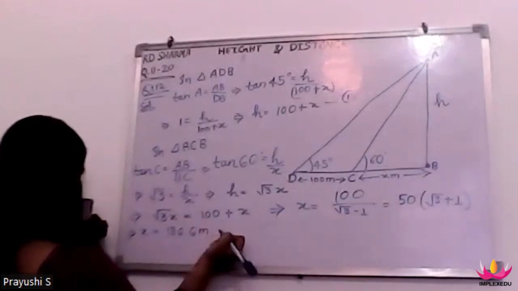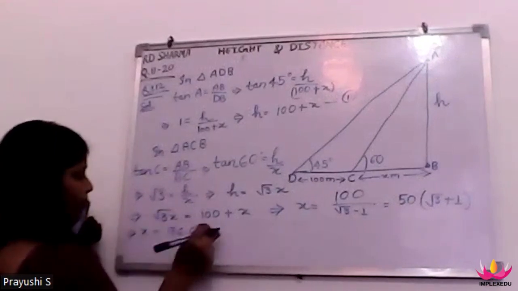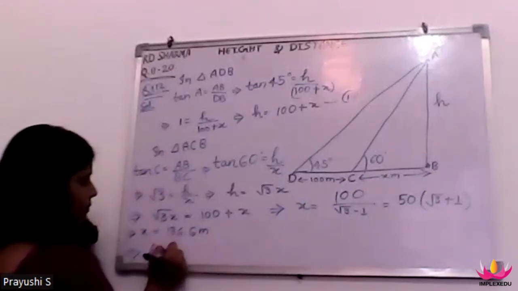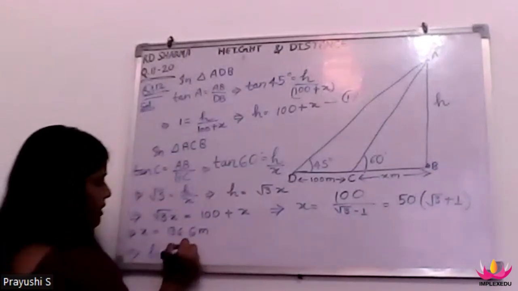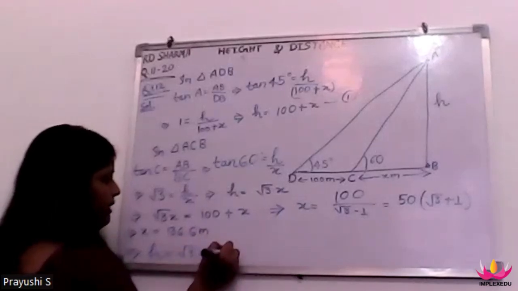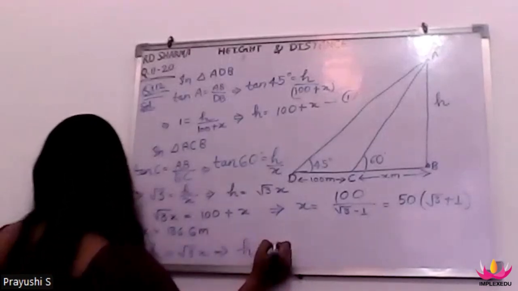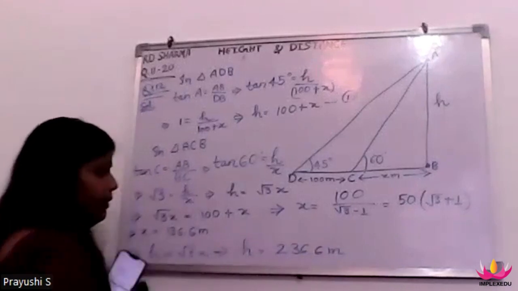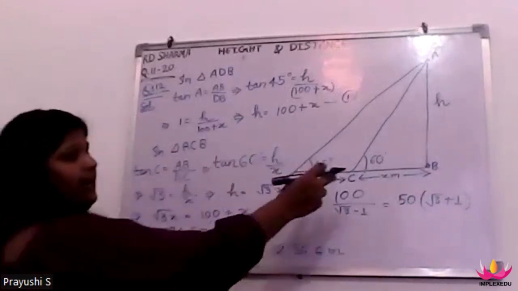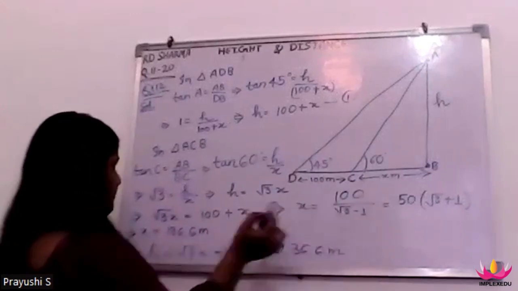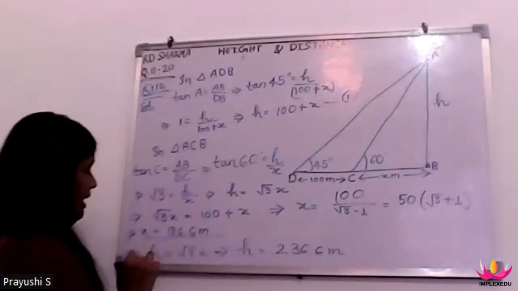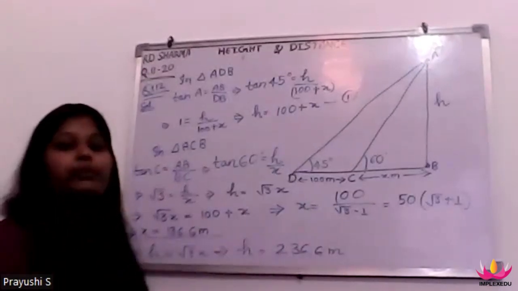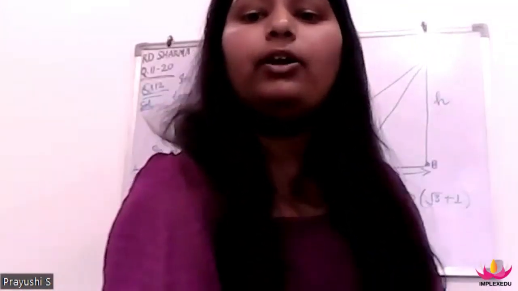Okay. And then if we will put the value of root 3, we will get x will be equal to 136.6 meter. Okay. And from having x equal to this, we will have h will be equal to root 3x. So we will have h will be equal to 236.6 meter. Okay. So now we will get the value of x here. Correct. This is the value of x. And h is equal to root 3x. That's why h is equal to 236.6 meter. Okay, this is how we have done question number 12.